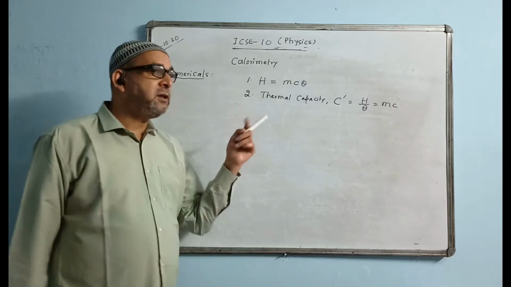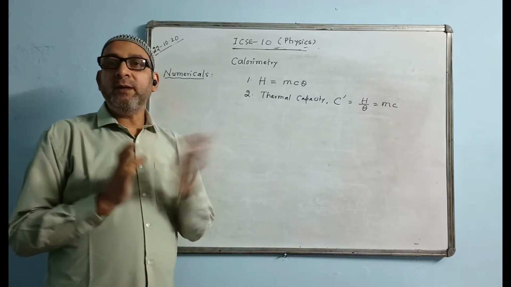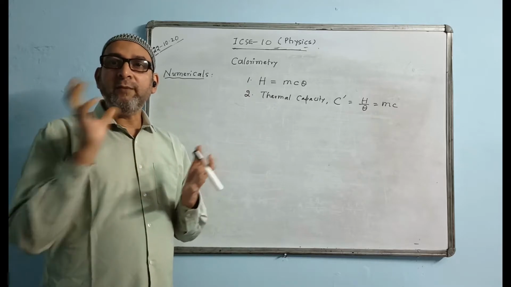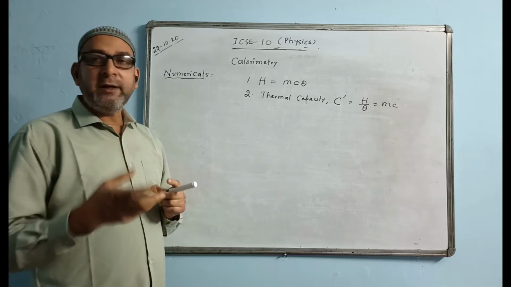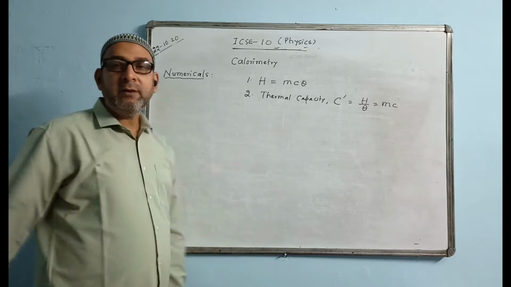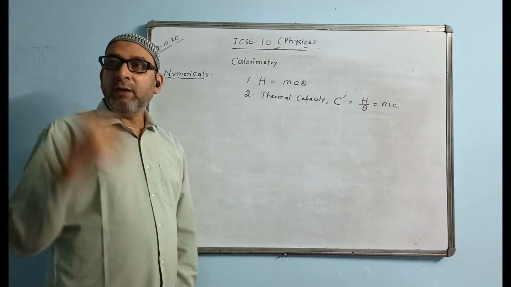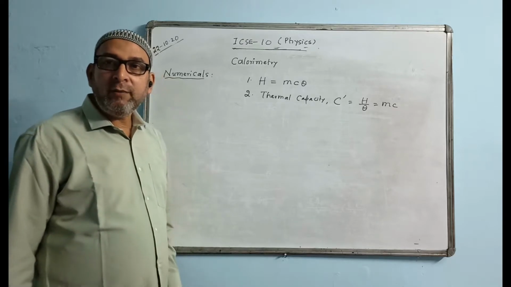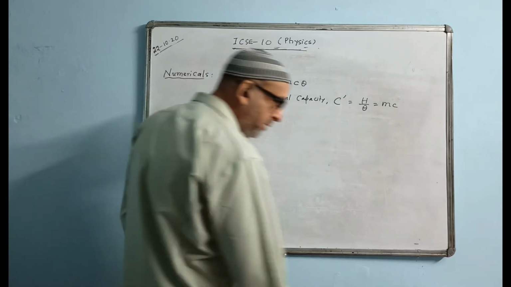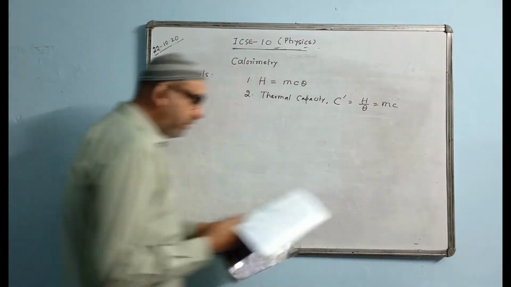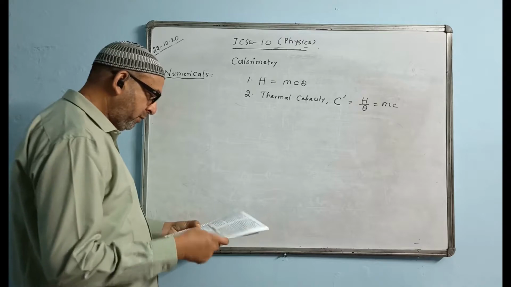We will see the situation where one hot body is mixed with a cold body. The hot body will lose heat and the cold body will gain heat. Heat loss is equal to heat gain. We will make the equation and solve it, and whatever is unknown will come out. So we are starting with the problems.